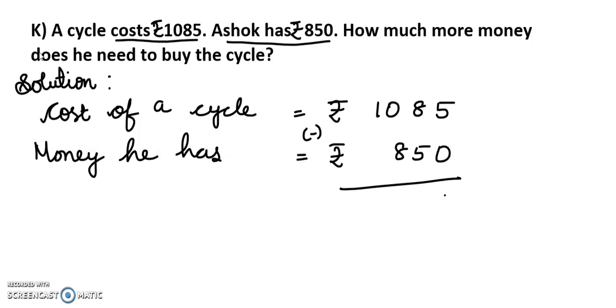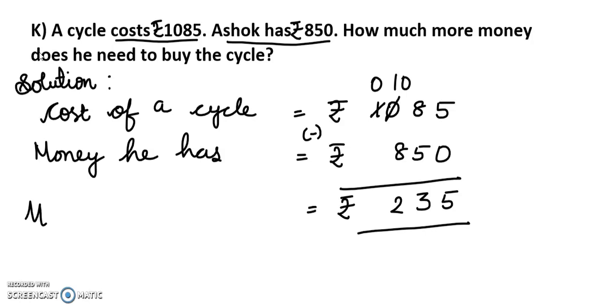So 5 minus 0, 5. Then 8 minus 5, 5 after 6, 7, 8. So 3. Next 0 minus 8, we can't subtract. So we have to borrow from 1. So 1 becomes 0, then 0 becomes 10. So 10 minus 8, 8 after 9, 10. So 2. The answer is 235. So that is the money he needs to buy the cycle.